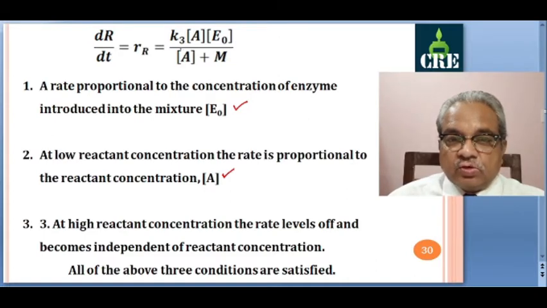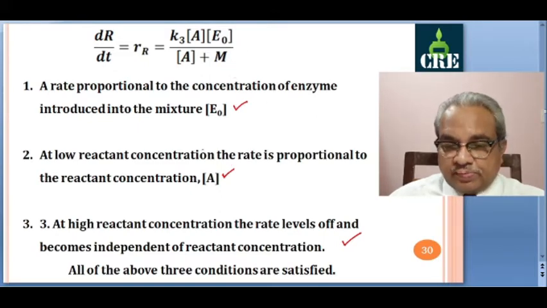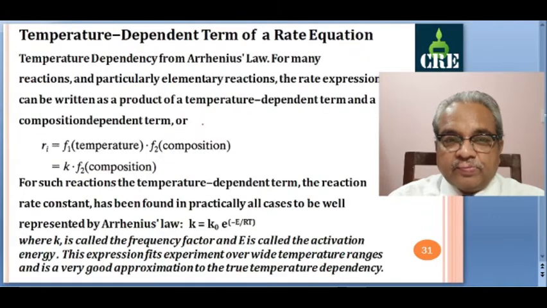So this cancels out, and K3 by M, some new constant, into E0, but it is definitely independent of A. So independent of it at high concentration, that is verified. At low concentration, directly proportional to concentration of A, and in general rate is proportional to concentration of enzyme. So all three conditions are satisfied. That means the proposed mechanism is validated.